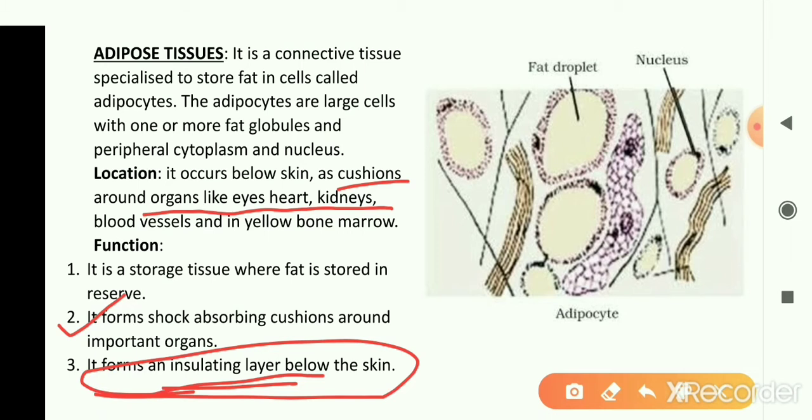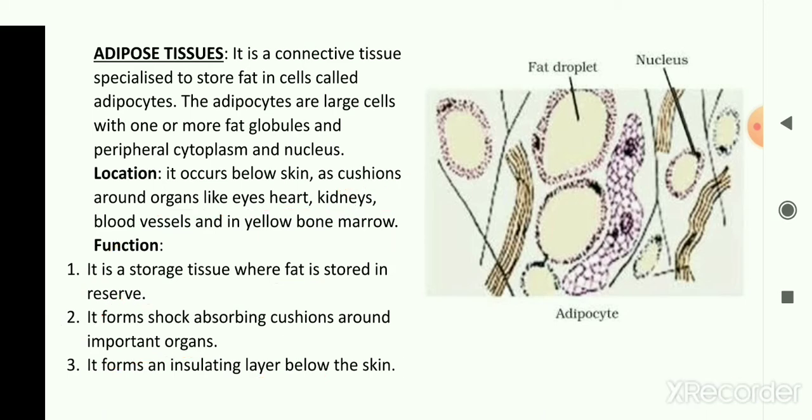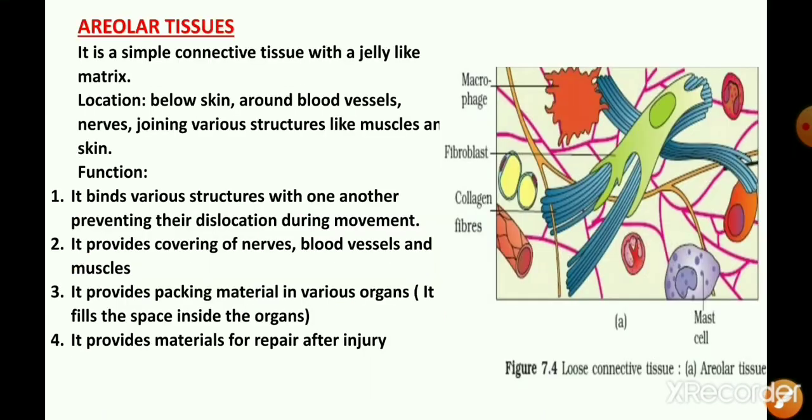And the adipose tissue is also present in the yellow bone marrow. And the main function, as I said, is that it stores fat which is used as an energy reserve. Both adipose tissue and the areolar tissues have a jelly like matrix.